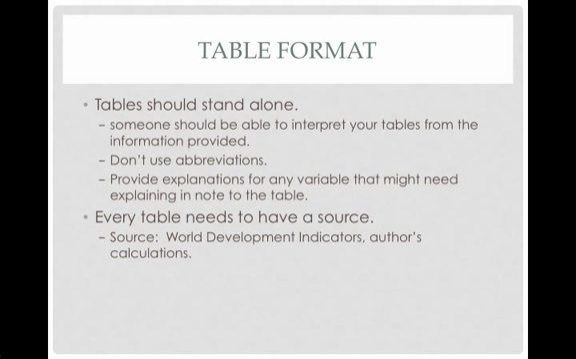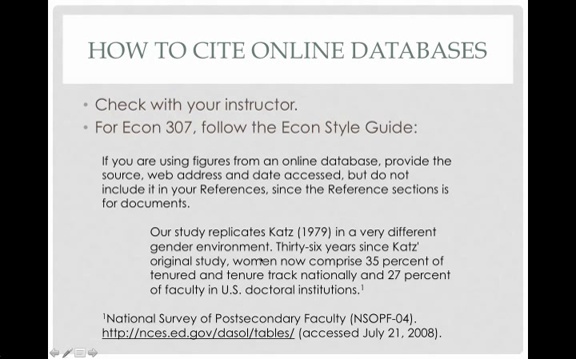And every table needs a source. So for most of you, the source is going to be World Development Indicators, author's calculations. There's different ways that different professors are going to want you to cite online databases like the World Development Indicators. But for Econ 307, we're going to follow the Econ Style Guide. This is quoted from there. If you are using figures from an online database, provide the source, web address, and date accessed, but do not include it in your references since the references section is for documents.